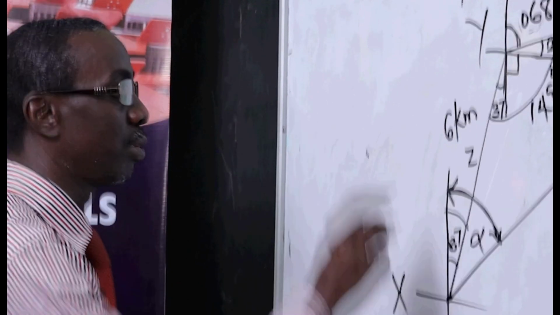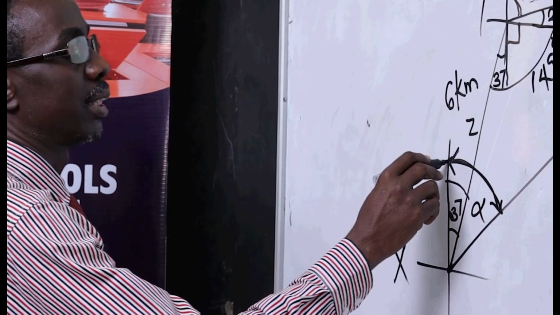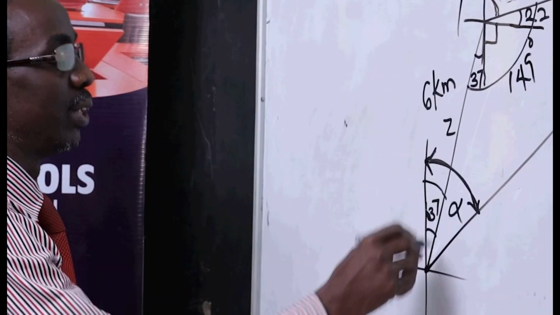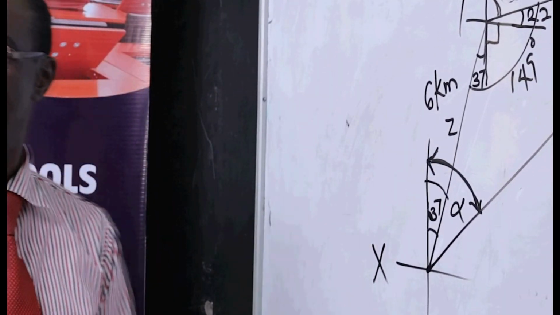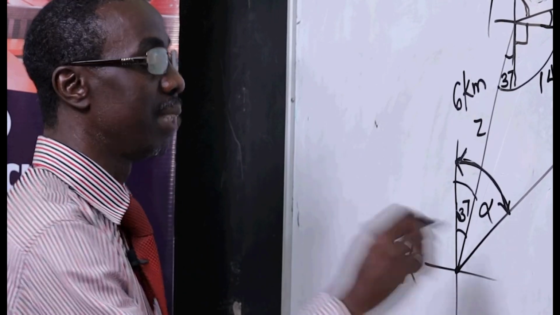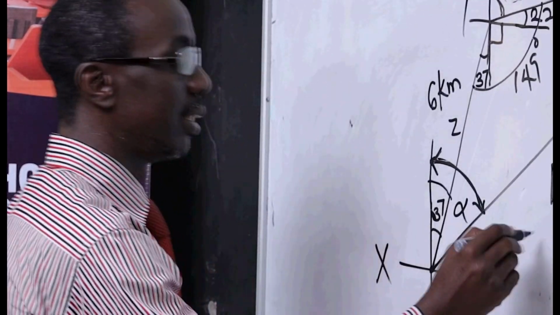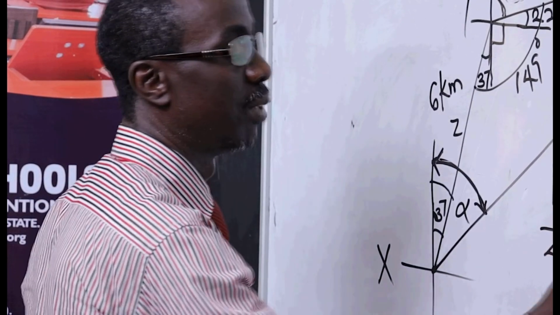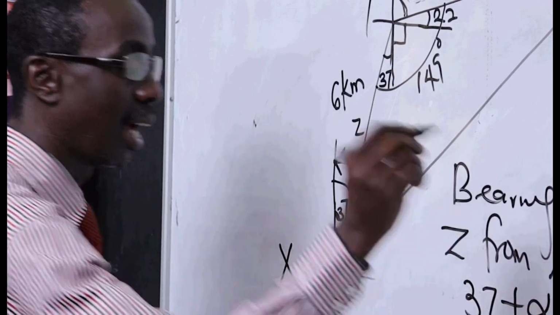After getting to X, draw 4 cardinal points, that is done. Then move in the clockwise direction from the north. In the clockwise direction, you are moving until you get to the line joining X and Z together. The 2 points of consideration. This total movement now is our bearing. That means our bearing of Z from X should be equal to 37 plus alpha.